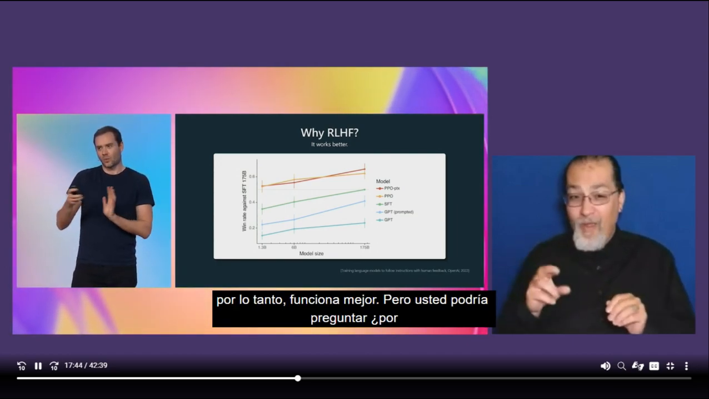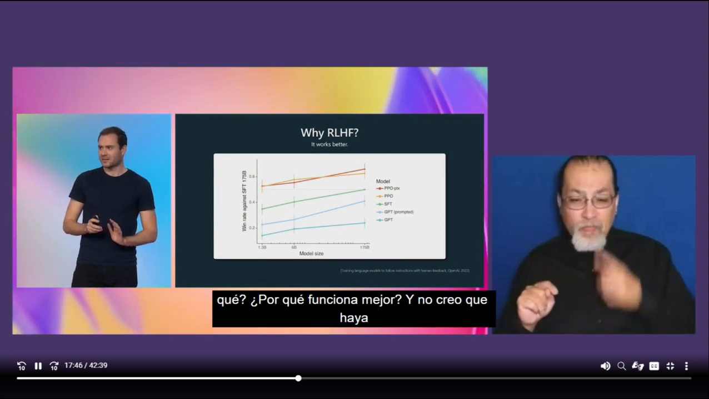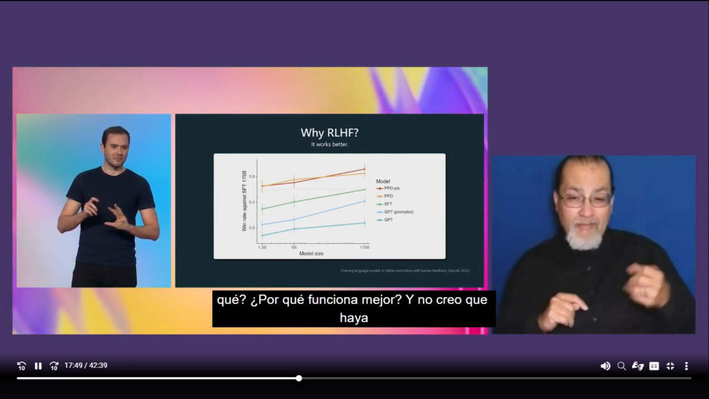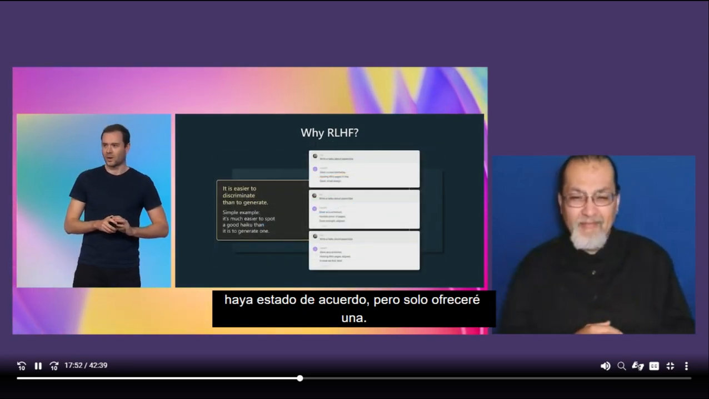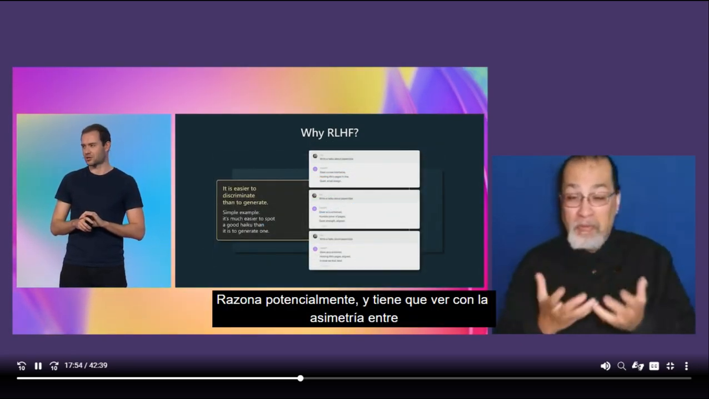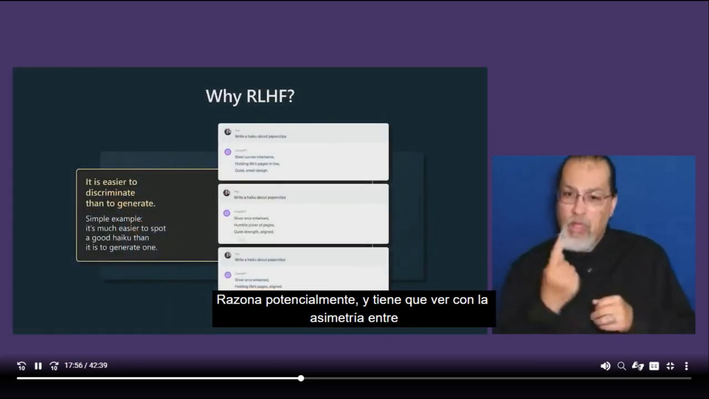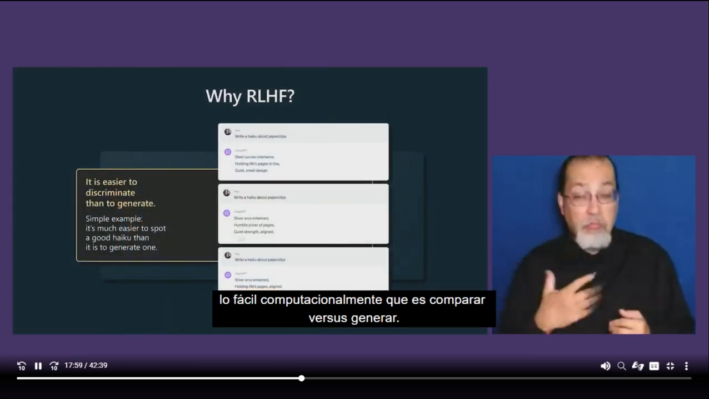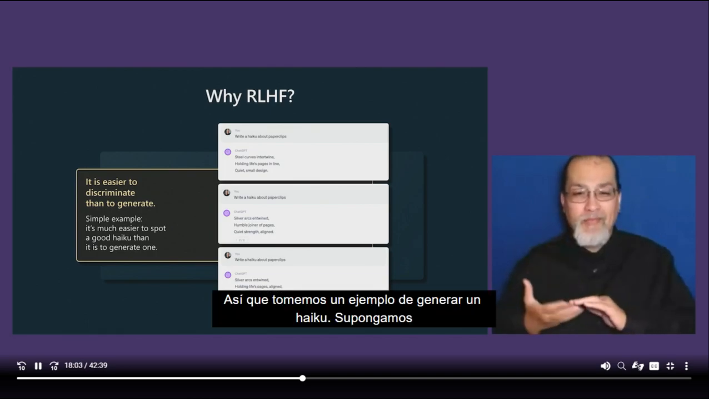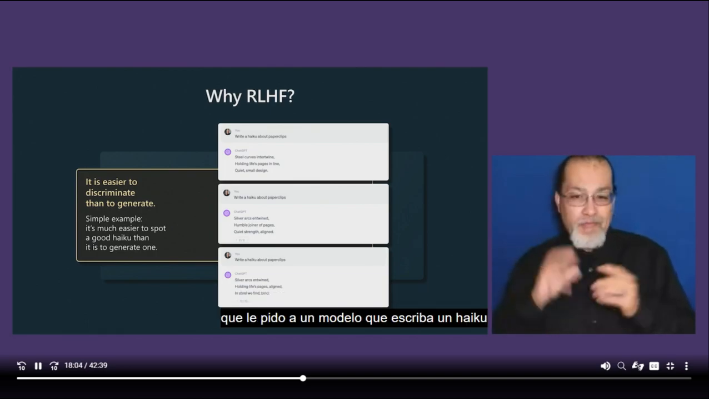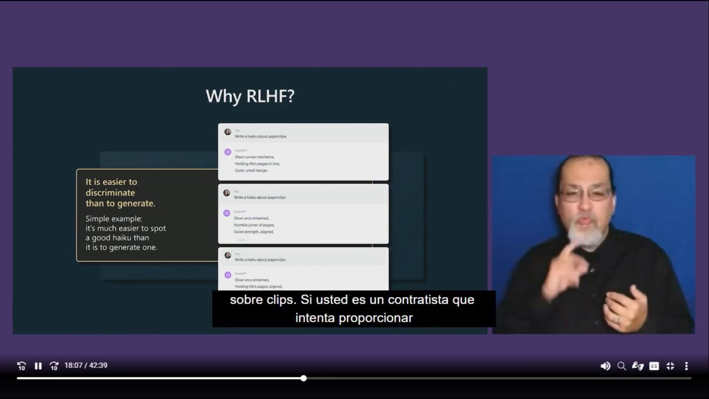But you might ask why? Why does it work better? I don't think that there's a single amazing answer that the community has really agreed on. But I will just offer one reason potentially. It has to do with the asymmetry between how easy computationally it is to compare versus generate. So let's take an example of generating a haiku. Suppose I ask a model to write a haiku about paperclips.